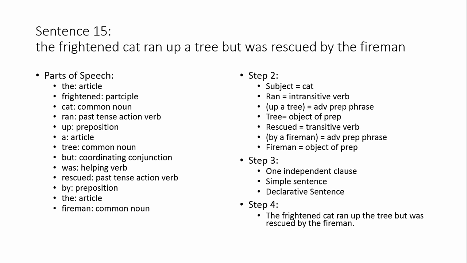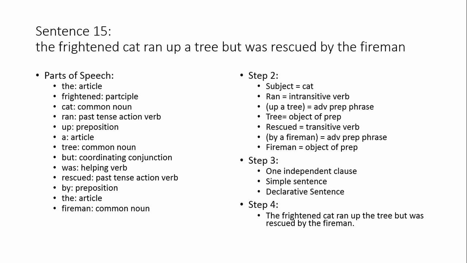Step 2, our subject is cat, so the frightened cat would be underlined, and then ran up the tree but was rescued by the firemen would be double underlined. That's your predicate. Ran has no direct object, so that's an intransitive verb. Up a tree, giving us a direction, that's a prepositional phrase. It's an adverbial prepositional phrase. Tree is the object of that preposition.